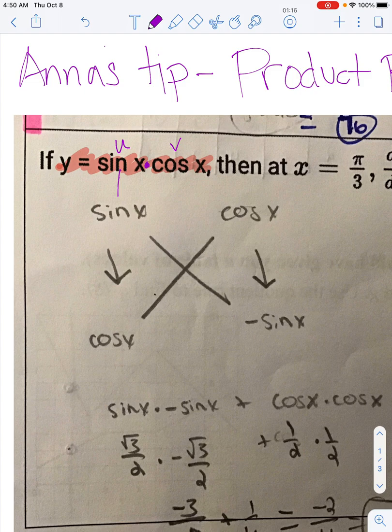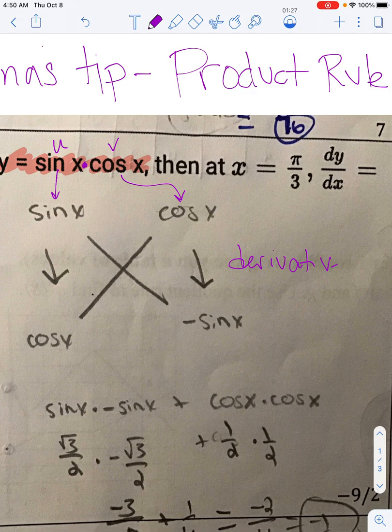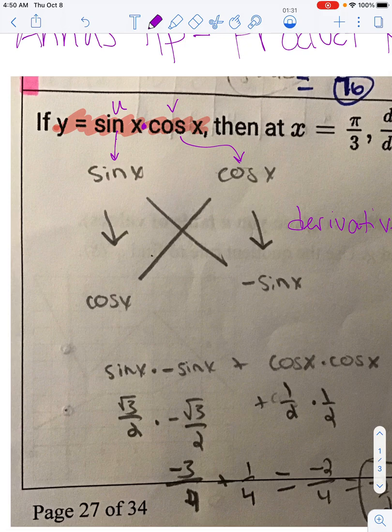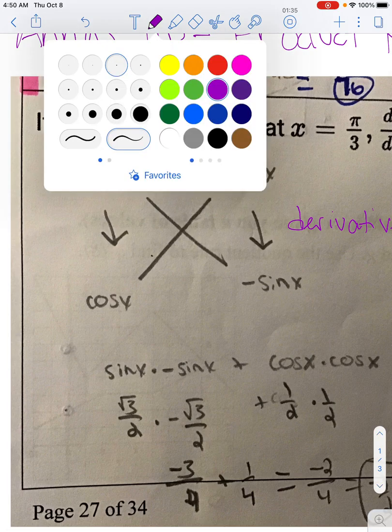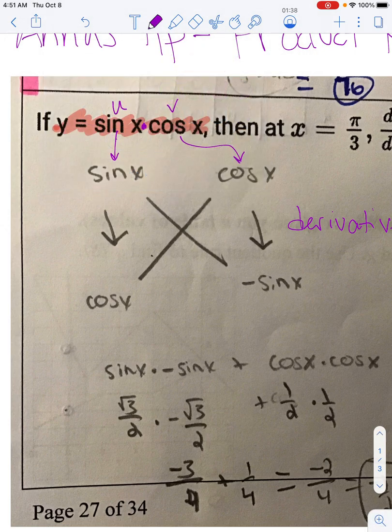So she puts u here, and she puts v here, and then she does the derivative of each of those functions. So if you notice, the derivative of sine is cosine. The derivative of cosine, and she's going down these pathways here. Derivative of sine is cosine. Derivative of cosine is minus sine. Okay, and then she does a diagonal.